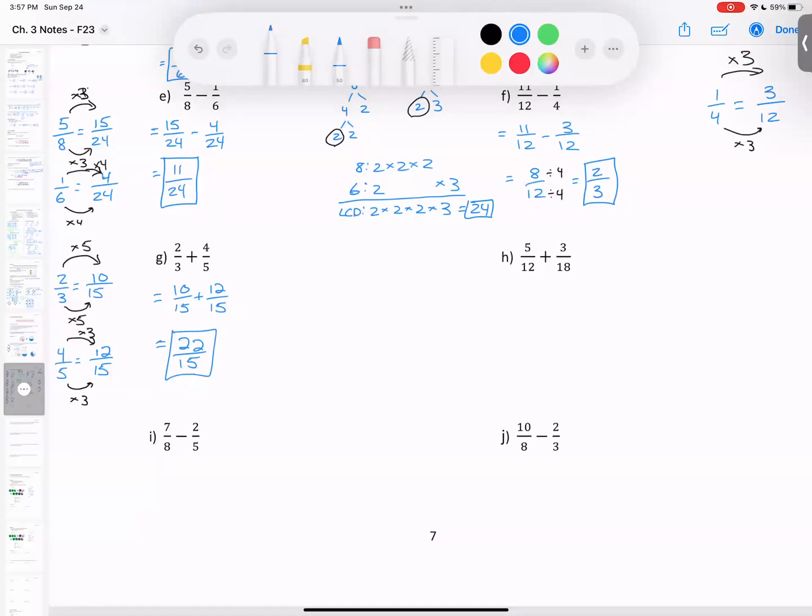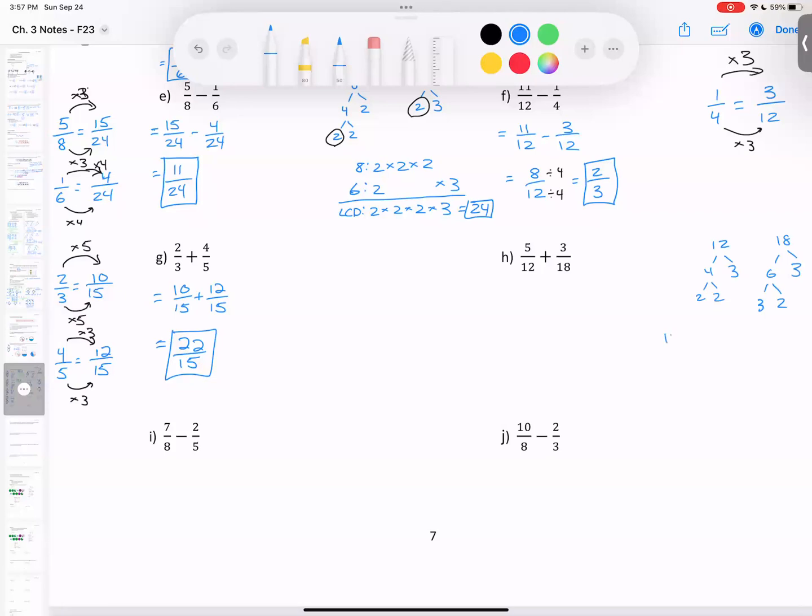Okay, next one. I've got a 12 and an 18. Let's figure out what our least common denominator is then. I think I'll do the tree method this time. So 12 is 4 times 3, 4 is 2 times 2. 18 is 6 times 3, and that 6 can be reduced to 3 times 2.